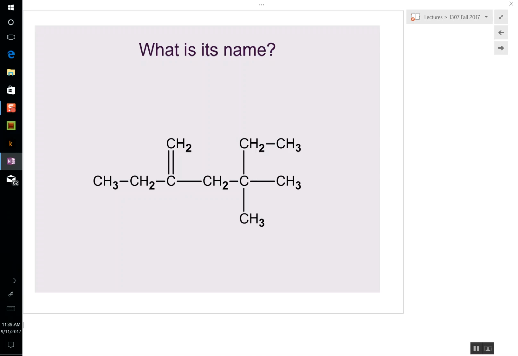So in other words, I could go 1, 2, 3, 4, 5, 6, 7. That's the longest chain. But that has the double bond hanging off the side of that chain. It's no good. So we're going to call this number 1. We're going to start with the double bond. 1, 2, 3, 4, 5, 6. See, 1, 2, 3, 4, 5, that's just 5. But this is 6. So this is carbon number 1, 2, 3, 4, 5, 6. Now finish the name.